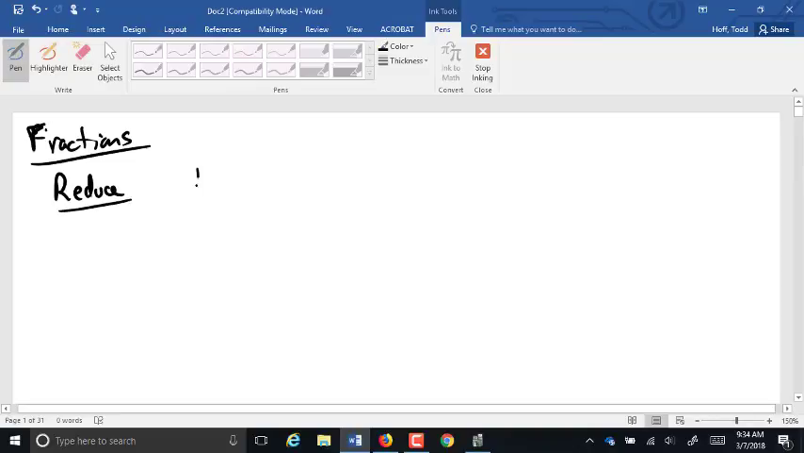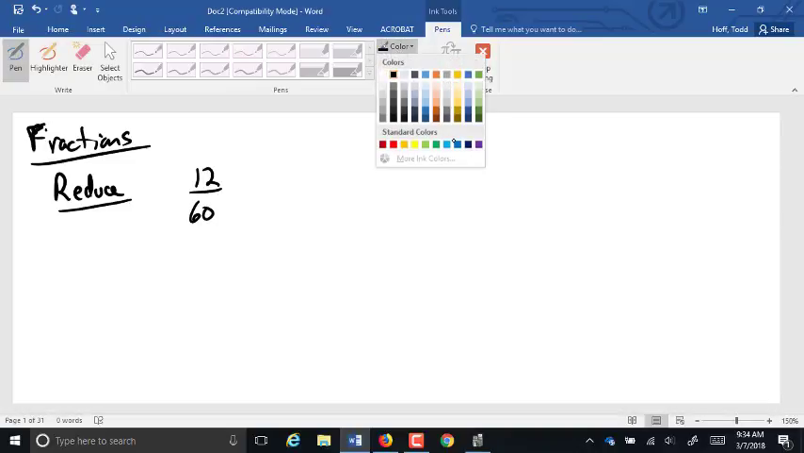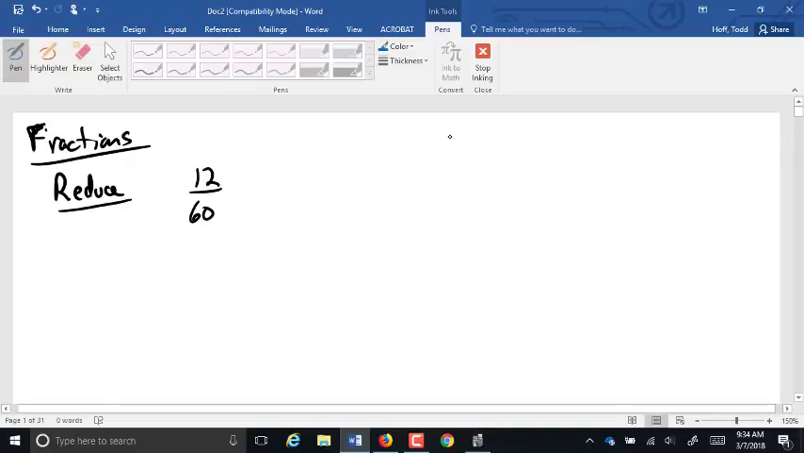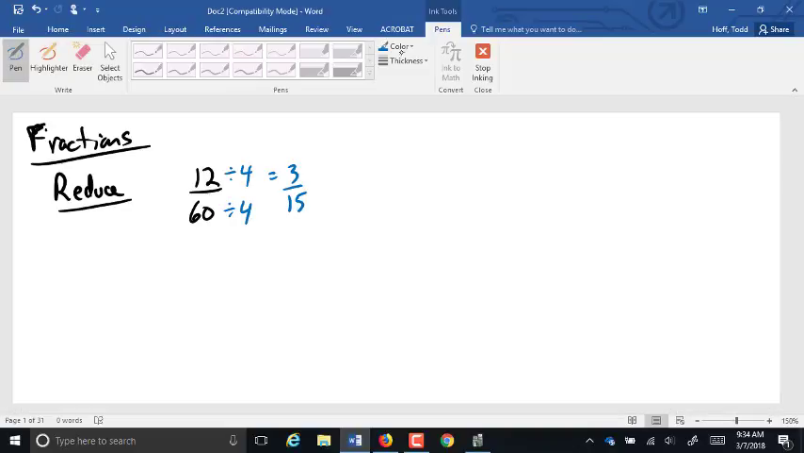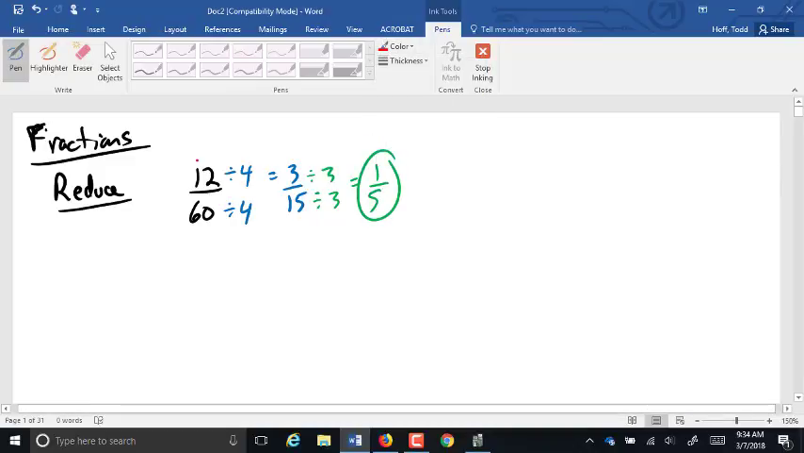You know, for example, if you have 12 sixtieths, you need to look at those and realize both of those numbers can be divided by six or four, both would work. Let's do the four first. 12 divided by four is three. 60 divided by four is 15. They can both still be divided by three, giving us 1 over 5. They actually could have been both divided by 12 to begin with, but as we know, you don't have to hit the biggest number right away.